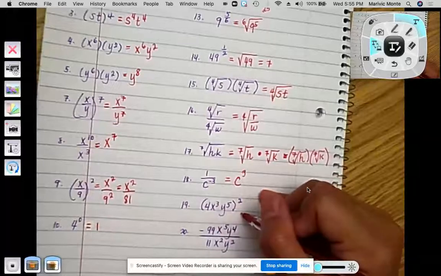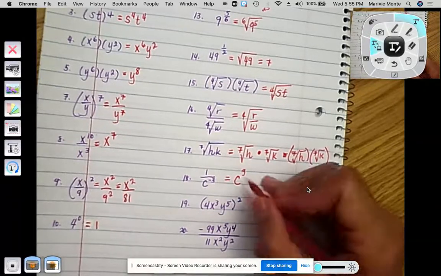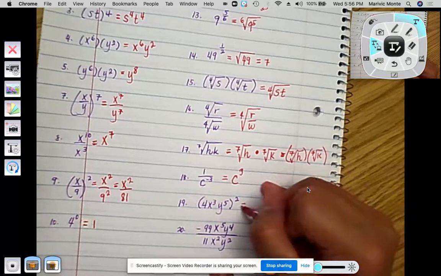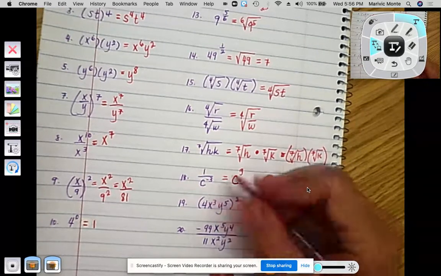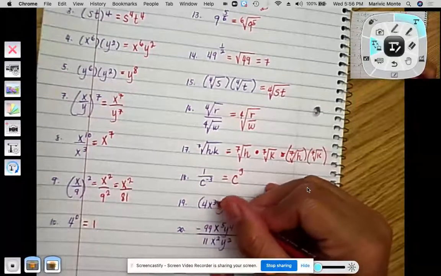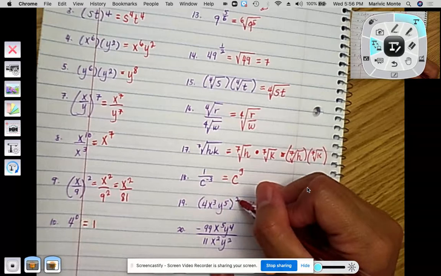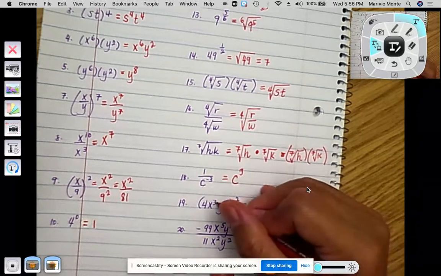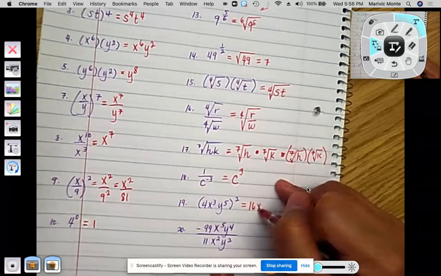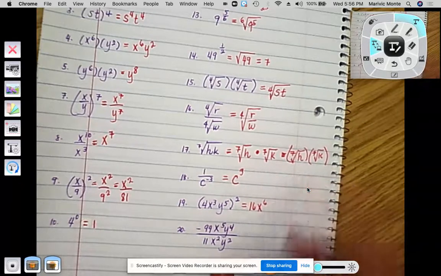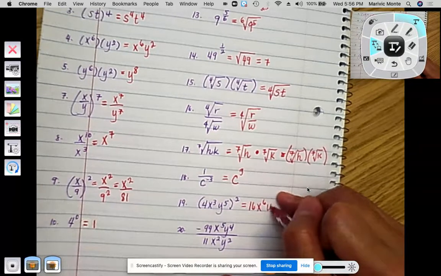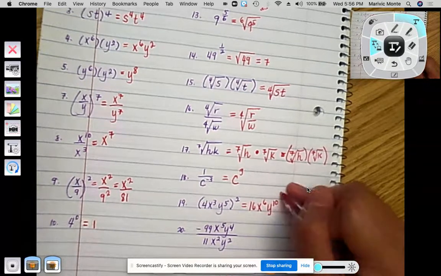Now, this is a combination of a few rules. So look at this. Everything inside the parenthesis is raised to 2. So each of those would be raised to 2. 4 times 4 would be 16, and x to the third power raised to 2, or squared, you multiply the exponents, 3 times 2, you have x to the 6th power. And of course, 5 times 2, you have now y raised to 10. And you're done with that.